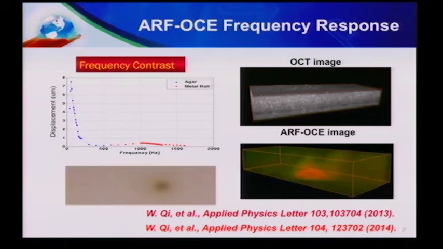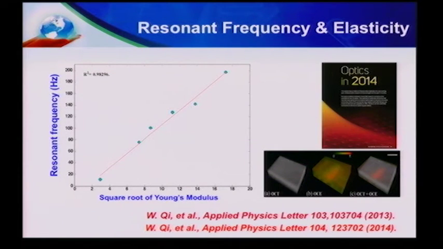frequency, and you can see that if I have two different types of phantom, they have two different resonant frequencies. When I embed one in the other, in the OCT image, you cannot see that, but if I tune the resonant frequency to one of the objects that I try to visualize, you can see that object will get highlighted. So essentially, by tuning the frequency, you can look at the particular type of tissue that you want. And we also measured the resonant frequency as a function of the square root of Young's modulus. You can clearly see a linear relationship.